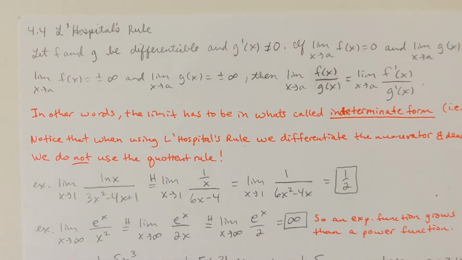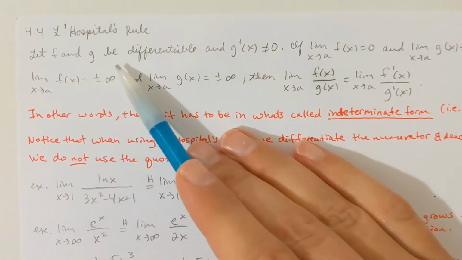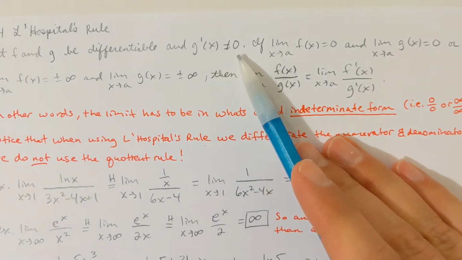Okay, we're going to go back to limits here temporarily, and in 4.4 we're going to talk about what's called L'Hopital's rule. So here's what L'Hopital's rule says. Let f and g be differentiable and g prime of x not equal to 0.